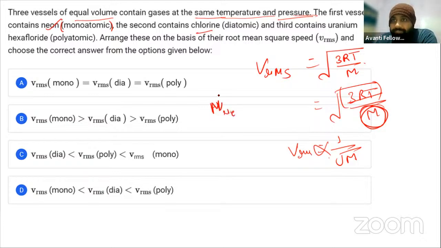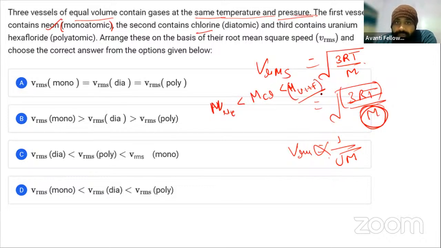You guys are studying chemistry as well, so you will get to know the mass of these substances or elements. Neon has less mass than chlorine, and obviously uranium hexafluoride, which means uranium with six fluorine atoms, is heavier than all of them. So this is uranium hexafluoride.